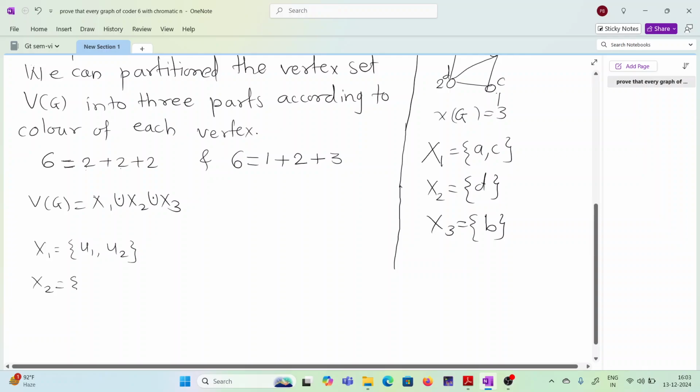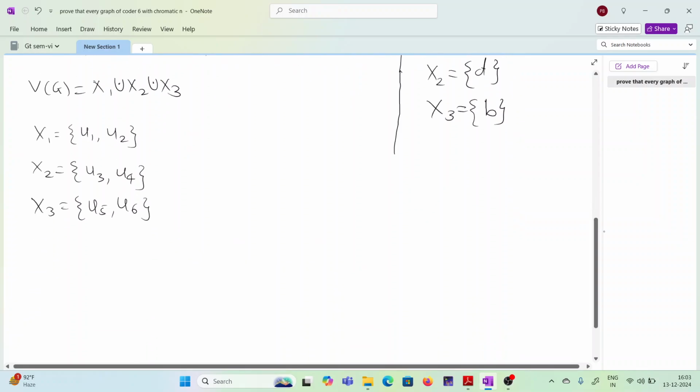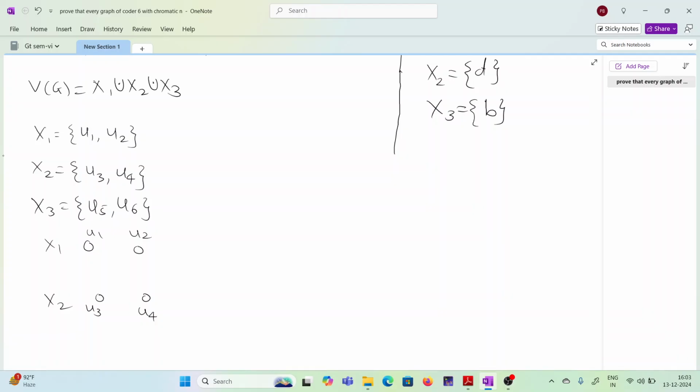x2 has 2 vertices, suppose u3 and u4, and x3 has 2 vertices, say u5 and u6. Then what will happen? Now we are counting the number of edges. This is our x1 and this is our x2. So u1, u2, u3, u4. This is a partition of the vertex set of G.